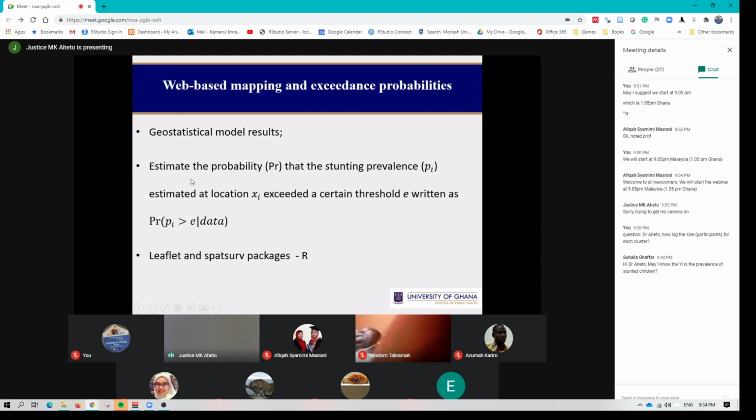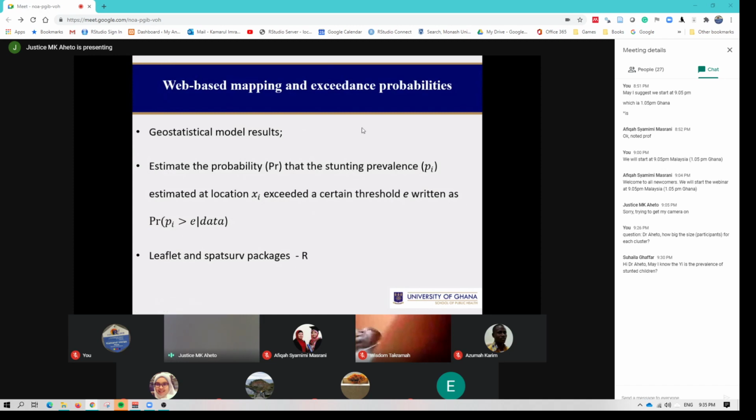So for instance, we estimate the probability based on our geostatistical model. We can create a probability that the stunting prevalence exceeds that certain threshold. So basically, the first thing we need to do is to use the estimate from the model to find out at what place or at what location is a child more likely to exceed certain threshold, E. So we're using the E here to represent the threshold, as you can see. The XI here is simply indexing the location. And then the E here, the threshold. In this work, we use a threshold of 20% and then 30% to see how the risk is distributed.